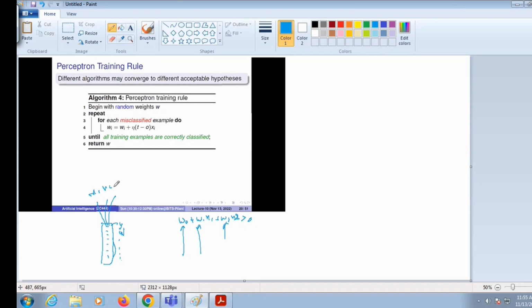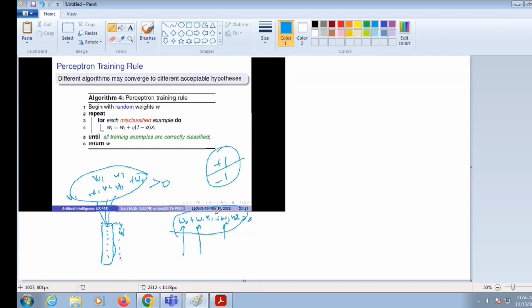So x1, x2, x3 are the properties. Then I write w1 x1, w2 x2, w3 x3 plus w0. If this quantity is greater than 0, I say yes; otherwise, I say no. For the sake of clarity, let me take the two classes as plus 1 and minus 1. So I can write the equation like this. I have to find the values of the w's. This is my problem: to find the right values of the w's. Yes or no?